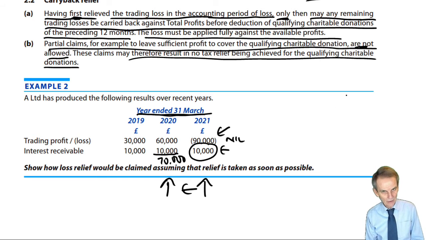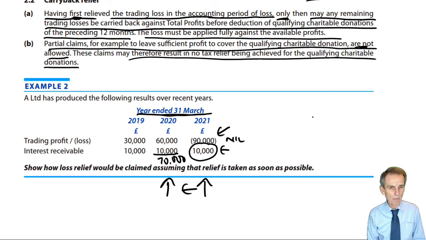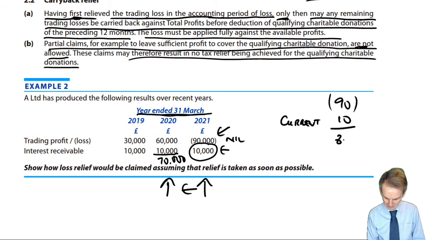Well, we'll look at the model answer to this in a moment, but you would keep a little loss memorandum working going where you'd have started with 90, you'd have then had your current period claim of 10, that would bring you down to 80, then you'd have your carry back claim, that's 70,000, that would still leave you with 10.